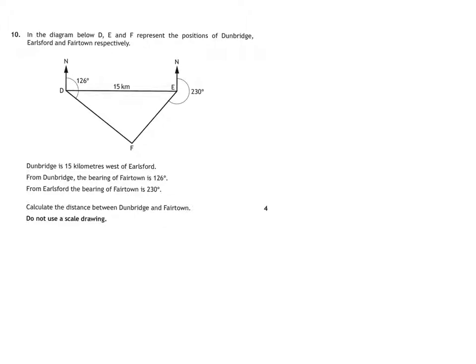Okay, calculate the distance between Dunbridge and Fairtown. Don't use a scale drawing. Right, looking at this, you know you're going to be using either sine rule or cosine rule. But which one is it going to be? Cosine rule, we either need the three sides of the triangle, the lengths of them, which we don't have, or we need two sides and the angle that they make. Now all we've got is one side here and we're asked to find another side. So that's not working. We're going to have to look at sine rule.